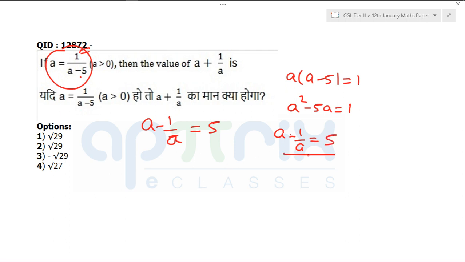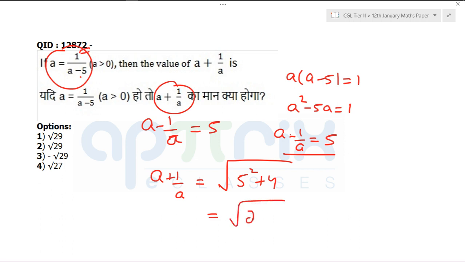Once you get a minus 1 by a is equal to 5, you have to find a plus 1 by a. A plus 1 by a will clearly be equal to root of 5 square plus 4, that is root of 29. And that's how you can easily mark the answer. Oh, sorry, both options are root 29, so either both will be correct. You mark any one and move further. Do not get confused about minus root 29. It is clearly given that a is more than 0, so a plus 1 by a will definitely be positive. So this answer can never be right. So don't get confused.